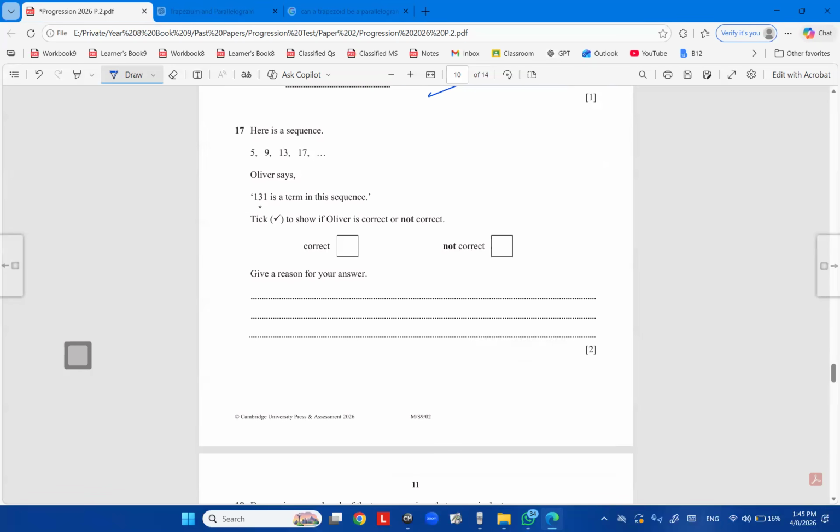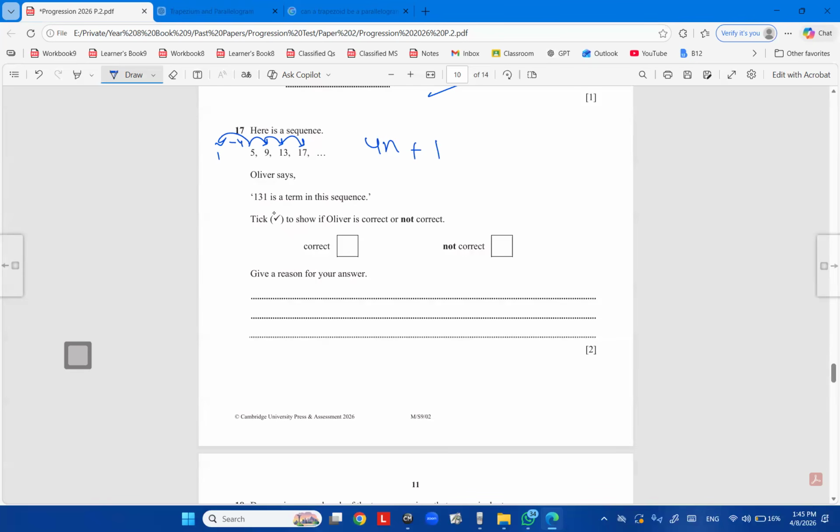They're requesting for me to find whether it is correct that he's saying here, to show if Oliver is correct or not correct. He's saying that the 131 is a term in the sequence. So in order to find this, I need to first find the nth term. I added here a 4, added here a 4, added here a 4. So it is 4n plus term 0. Term 0 is what? Minus a 4. It's going to take it to 1. So it is plus 1.